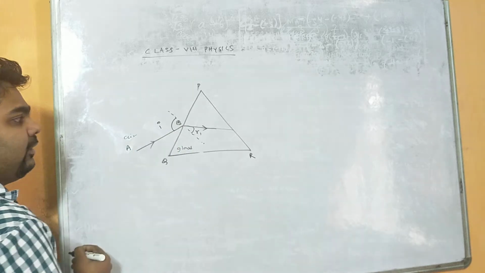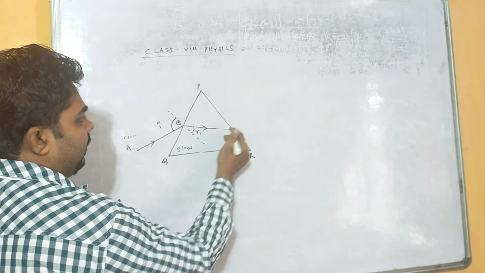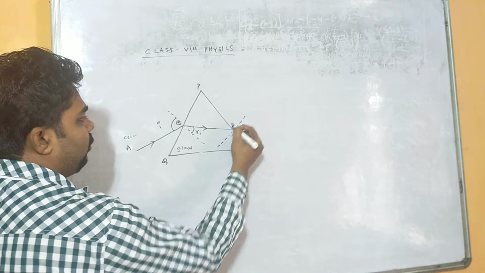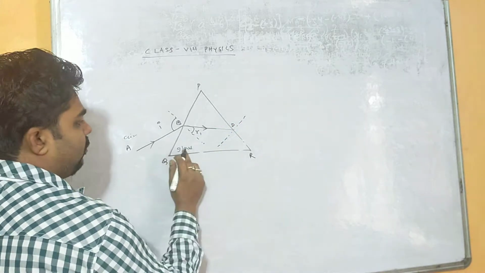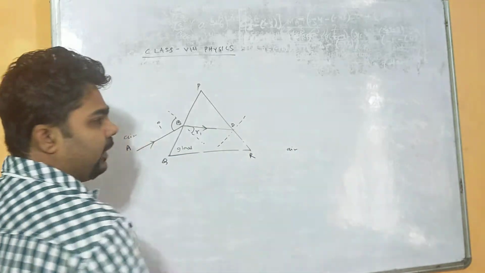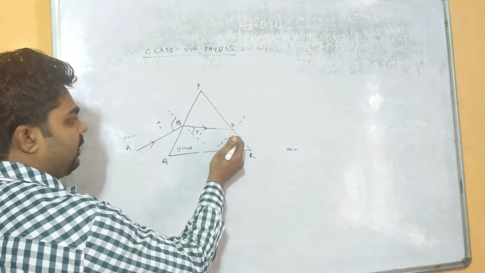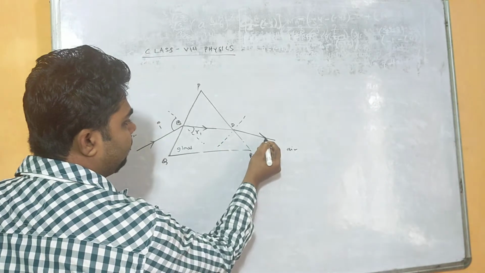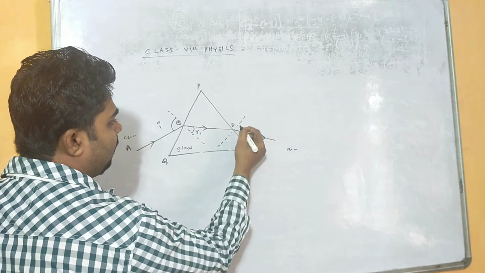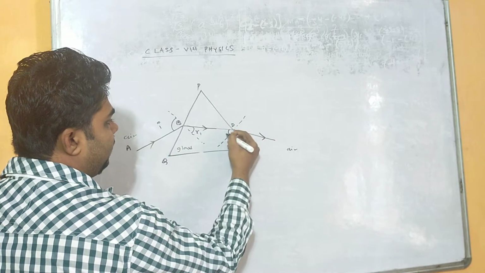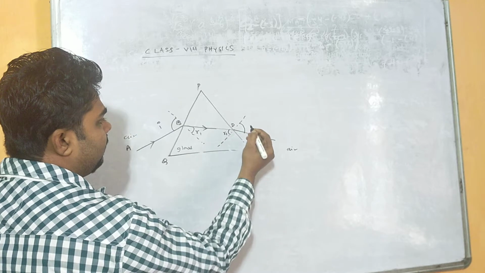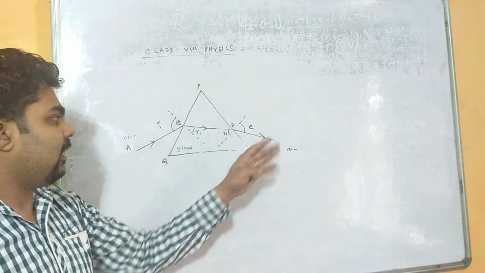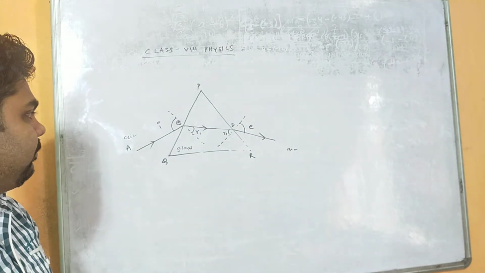Now when light falls here, again a normal will be drawn at the point of incidence. Let us consider this point to be D, and now light is moving from glass to air again. So when light is moving from a denser medium to a rarer medium, the light will move away from the normal, right? Away from the normal. So if this angle is R1, this angle is E, the angle of emergence, right? So this is how refraction takes place.